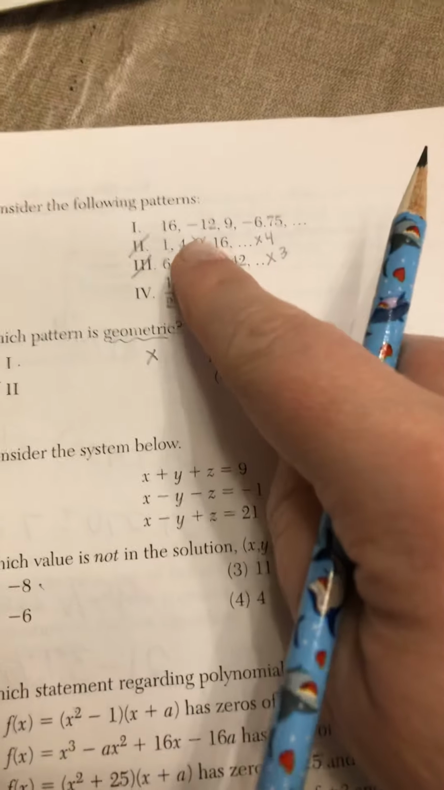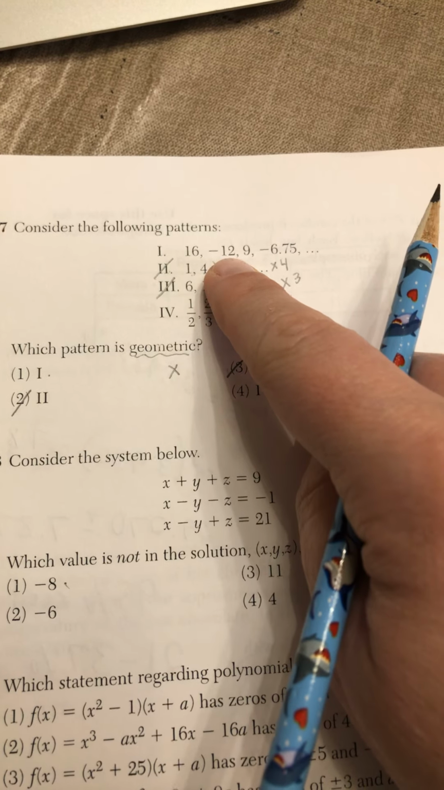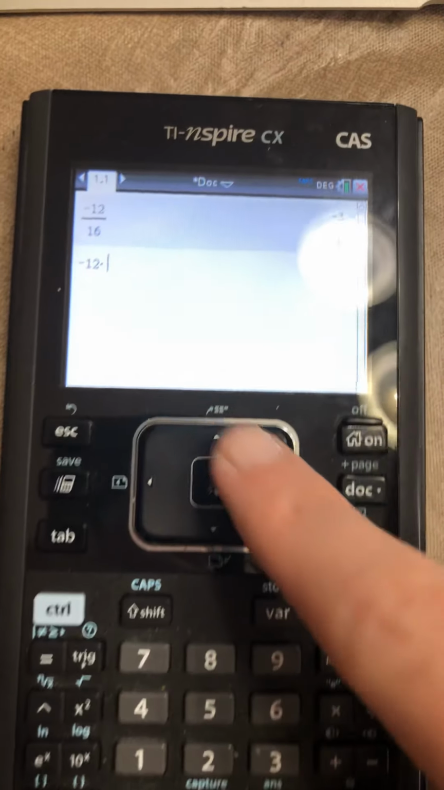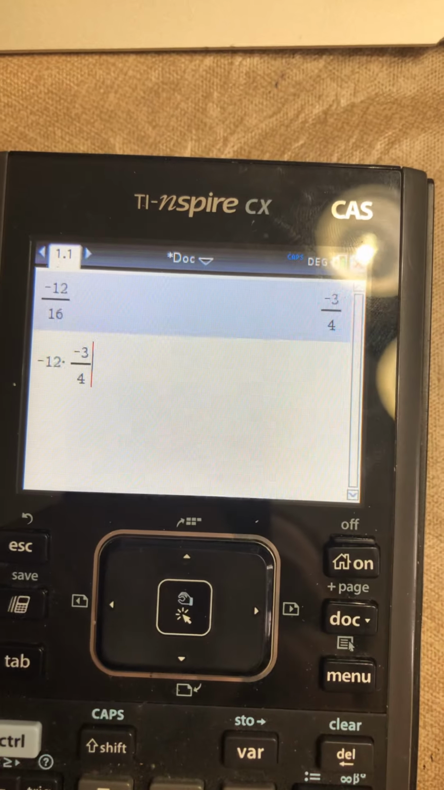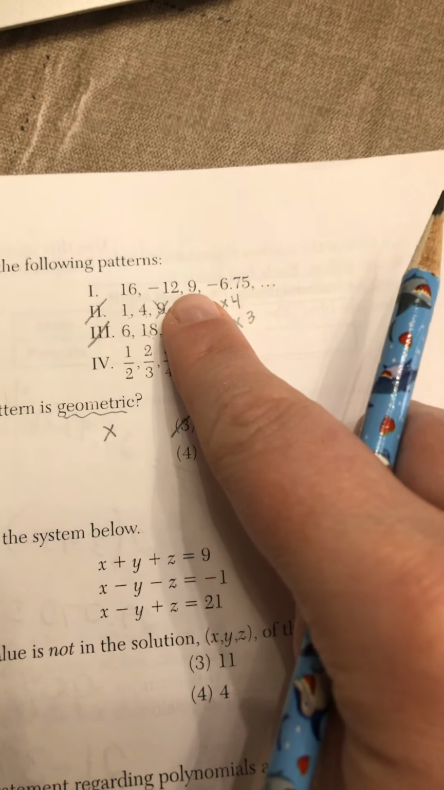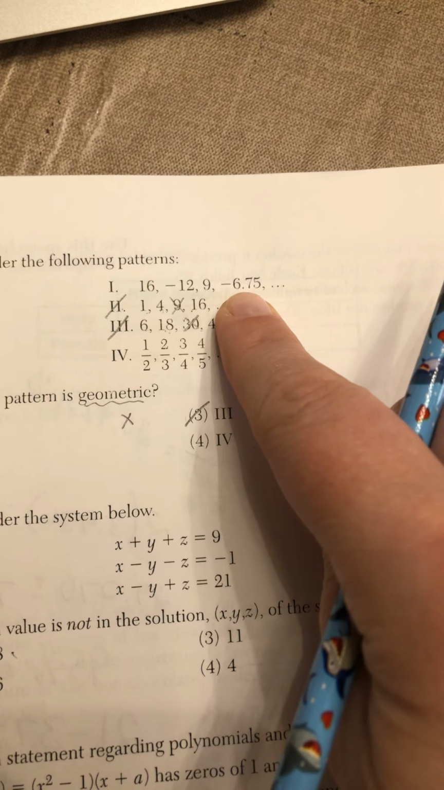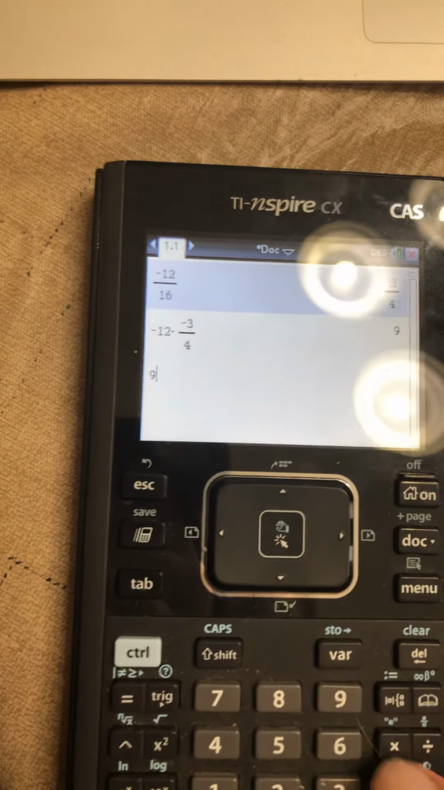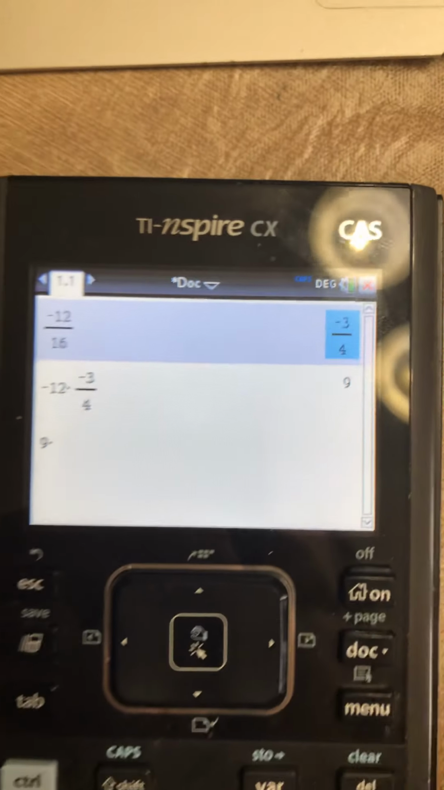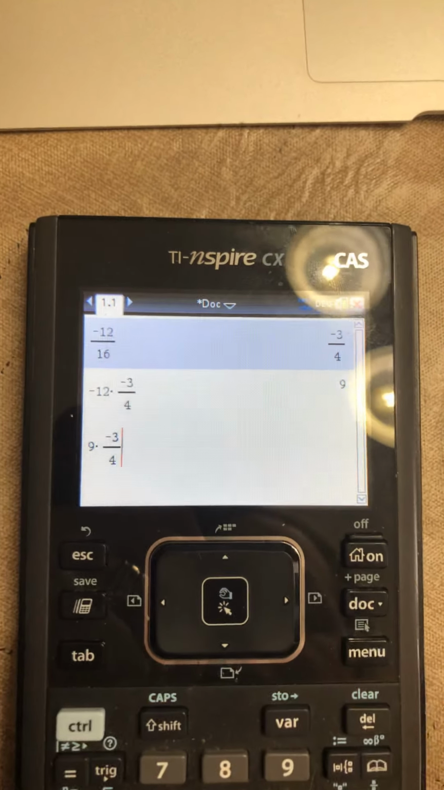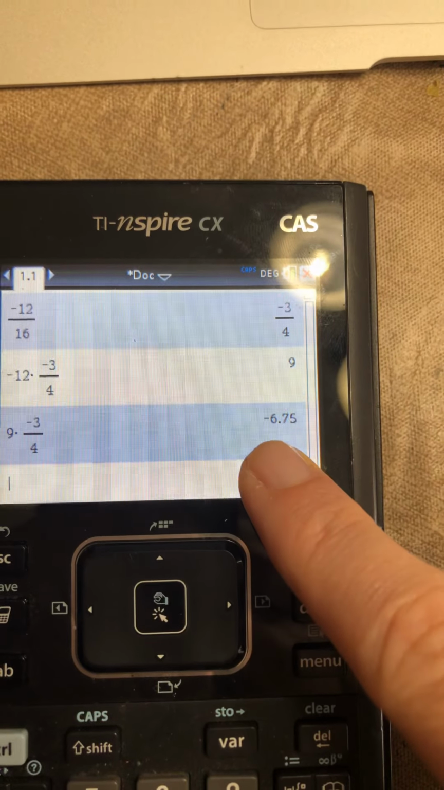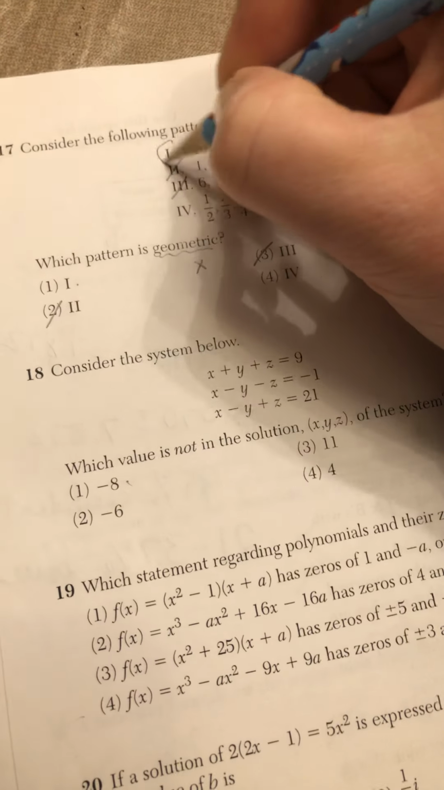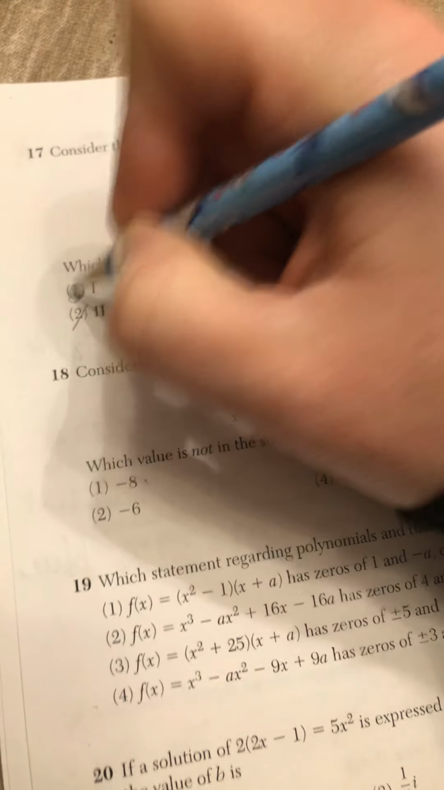So if I take negative 12 and I multiply by negative 3/4, it should come up to be 9. Negative 12 times, copy paste. Hey, it came out to be 9. Now, if I take 9 and I multiply by negative 3/4, it should come out to be negative 6.75. It's a decimal, so I'm going to hit enter. There it is, negative 6.75. So this is geometric. I multiplied the same number every single time.